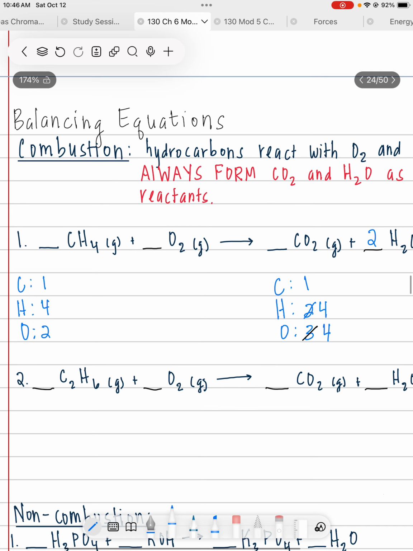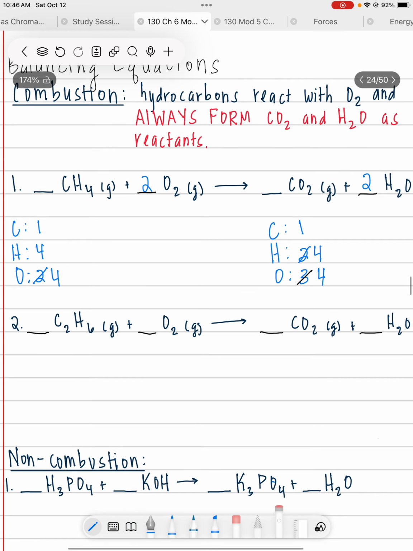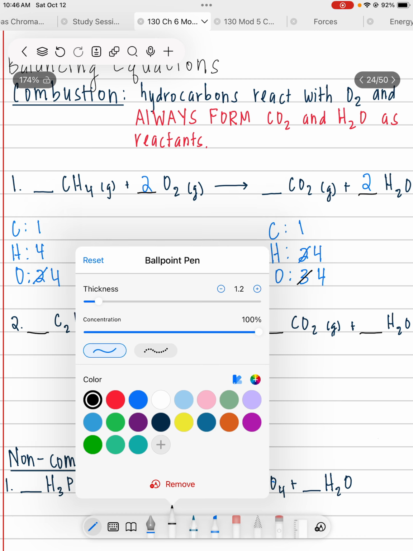Okay, how can we get 4 oxygens? What can we put here that will multiply by 2 to get us 4? Well, that one's pretty easy. 2 times 2 is 4. So now we have 1 carbon, 4 hydrogens, 4 oxygens, 1, 4, 4. That one's balanced. Okay, let's work on the next one.